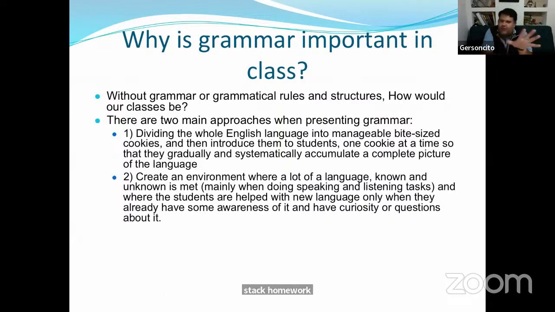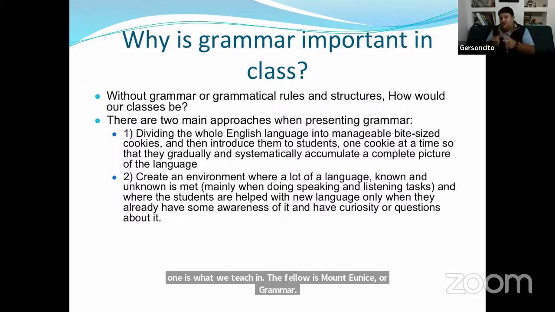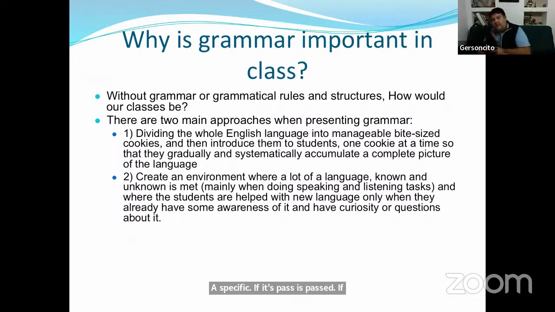So, number 2 is difficult in our country. Number 1 is the best. Number 1 is lo que todos usamos. Number 1 is what we teach in the Federal. Small units of grammar. Specific. If it's past, it's past. If it's future, future. If it's vocabulary, vocabulary, and so forth. Okay, so far so good? Yes? Okay.